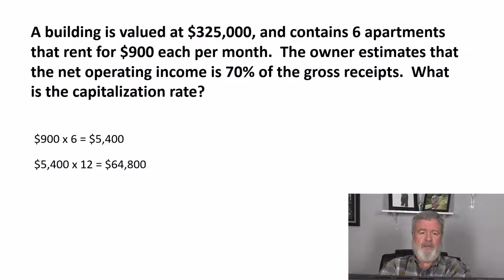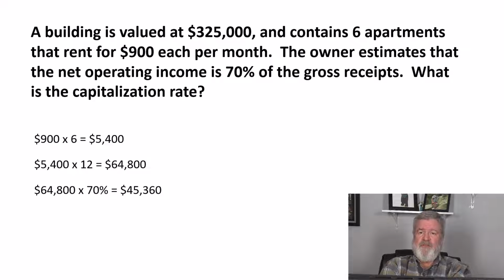Well, in this case, it kind of helped in this question in a way. It makes it a little bit easier because it says the net income is 70% of the gross receipts. So to figure out the net income, all I have to do is take the $64,800 times 70%, and then I have my net income of $45,360.